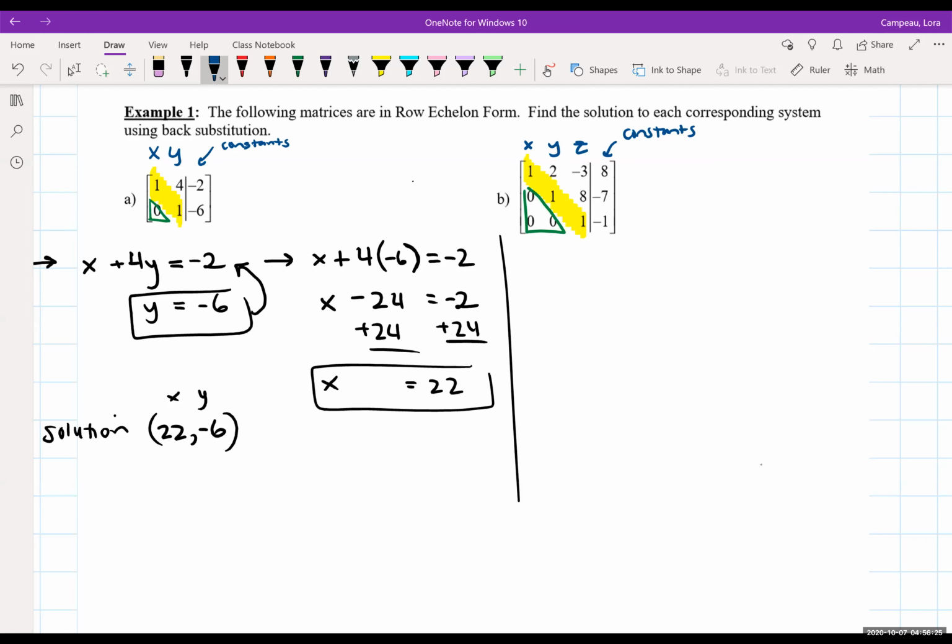So let's write our system. With the top row, I'm looking at 1x, so we're just going to say x, plus 2y minus 3z, using those numbers in the entries as the coefficients of our corresponding variables. We do have that bar one more time. So we have the equal sign, and we should have 8.